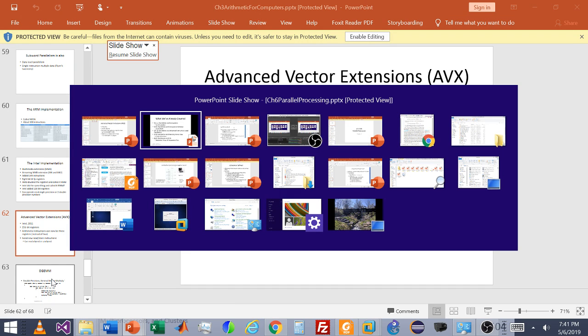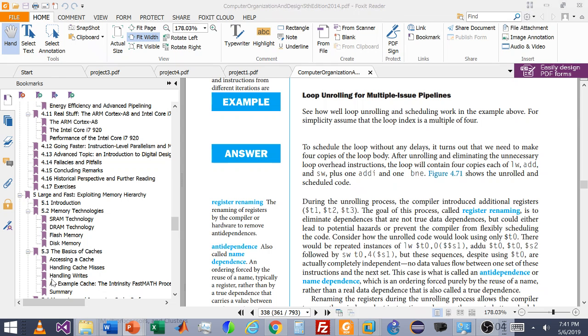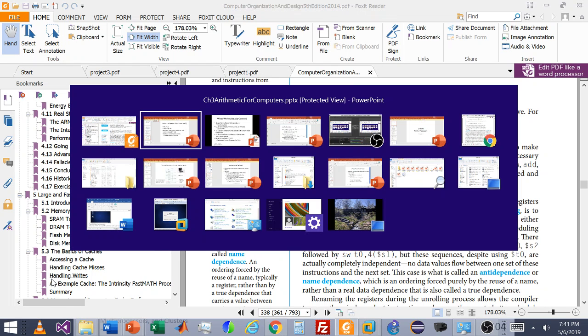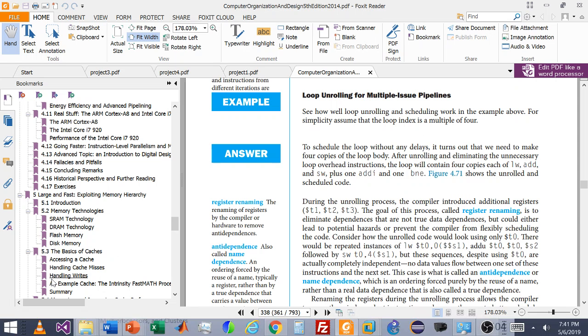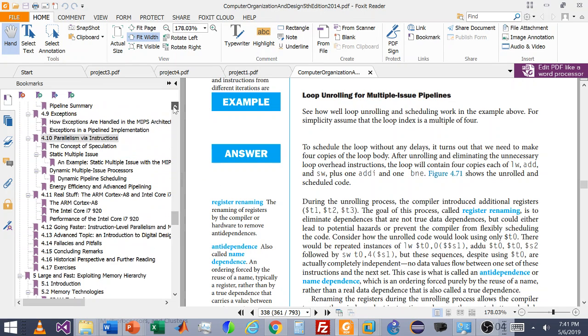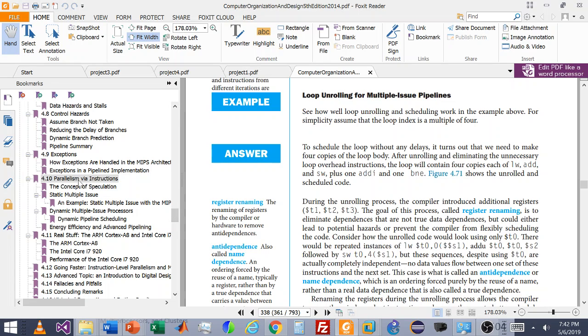Let me see if I can get to, there's a good section in the book. It's here, and then chapter 4. So let's talk about chapter 4. Finally in chapter 4, we talk about advanced instruction level parallelism, so where we get more into instruction level parallelism, and that's where I was going with this. The book has a pretty good section here in chapter 4 in 2 parts on parallelism via instructions, and it talks about static multiple issue and dynamic multiple issue processors.